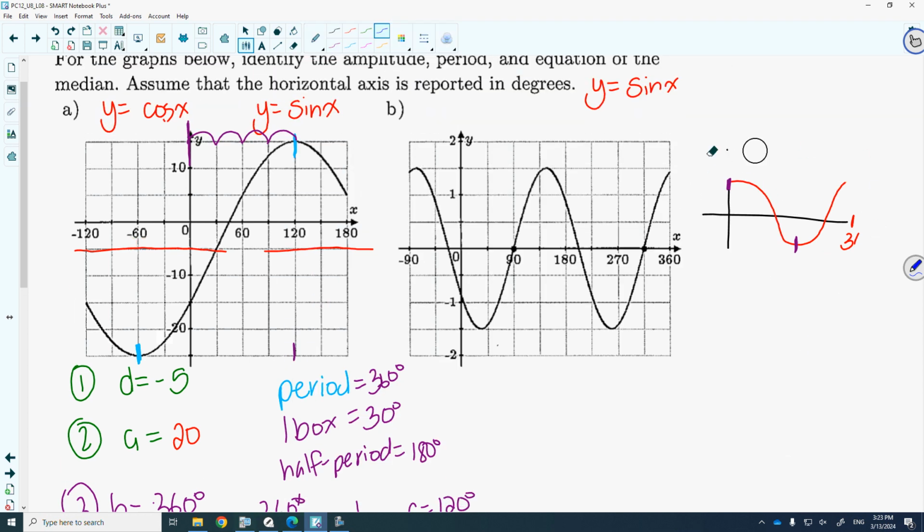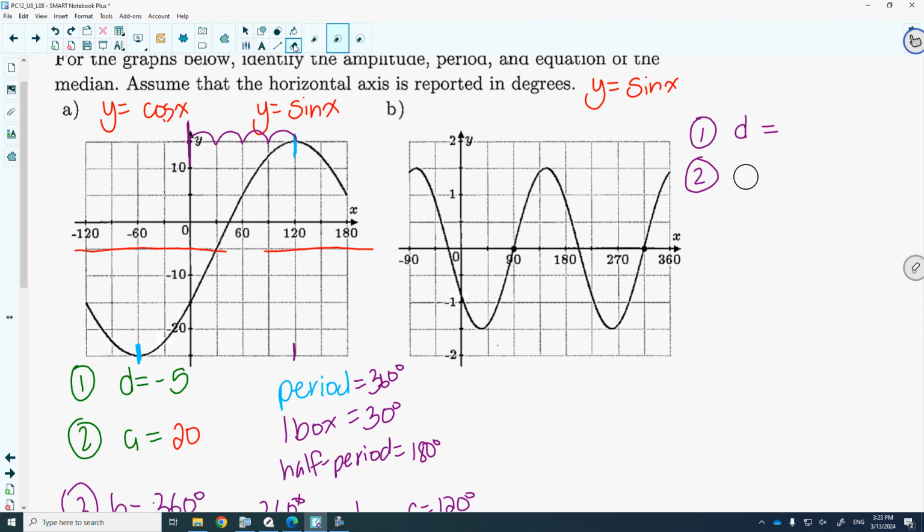All right, let's do this last one. So again, pause the video, by finding first the d value, then the amplitude. The period is harder to do for this one, so you might want to unpause for the period for this guy. Okay, let's do the d value first, the midline.